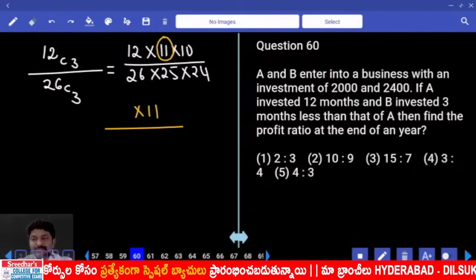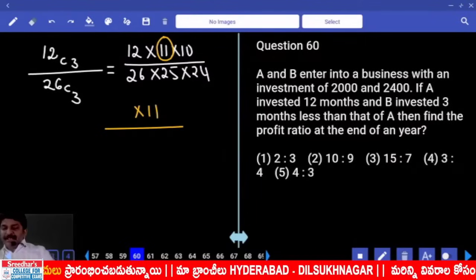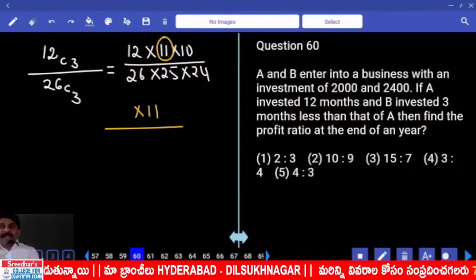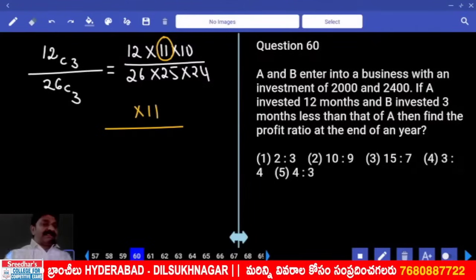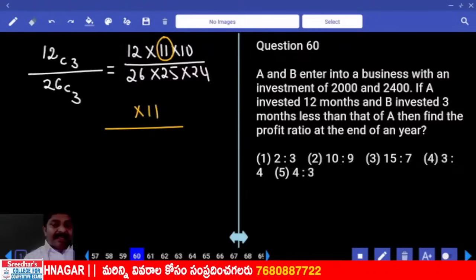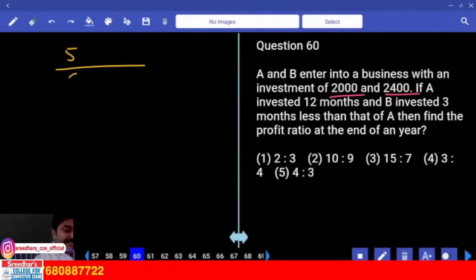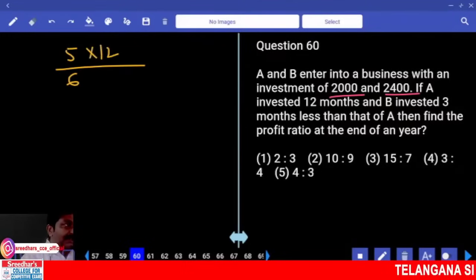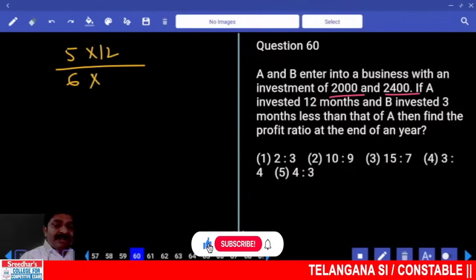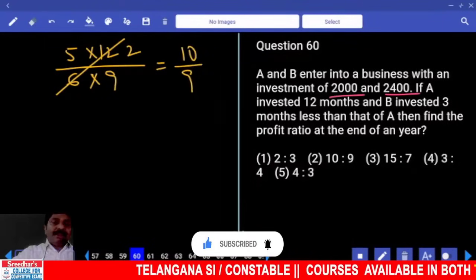A and B enter into a business with investments in the ratio 2000, 2400. If A invested for 12 months, B invested 3 months less than that of A. If A's time period is 12, B's time period is 3 months less than A, which is equal to 9. Find the profit ratio at the end of the year. Investments are in the ratio 5:6, cancellation with 400. A is there for 12 months. B is there for 3 months less than 12, which is equal to 6. 10 by 10:9, second option.